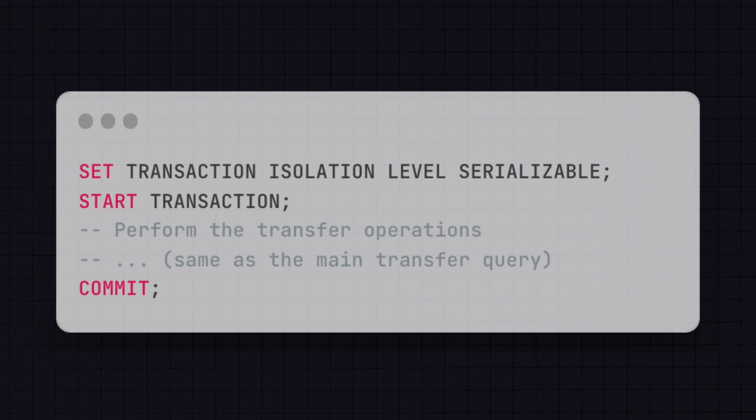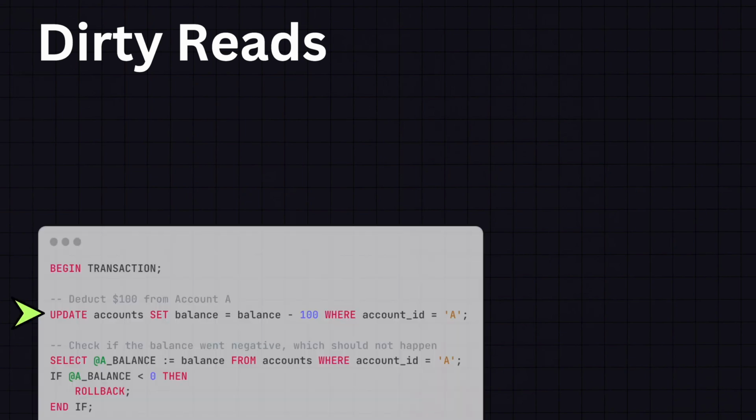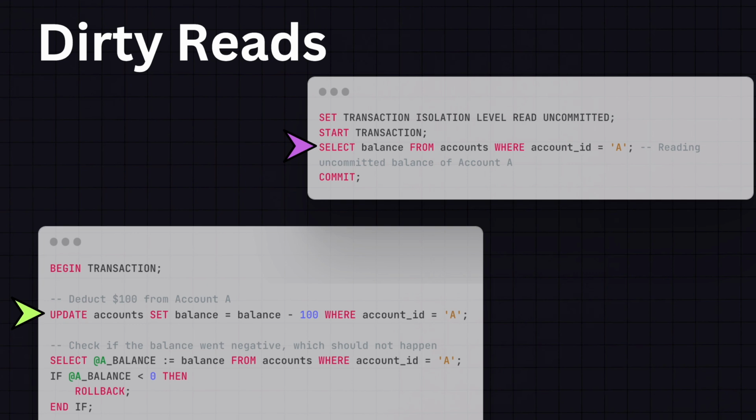And with different isolation layers, several phenomena can occur. The first one is being dirty reads. A dirty read can occur when a transaction reads data that has been written by a concurrent uncommitted transaction. For example, if the first transaction starts and transfers some money from account A to B, before transaction 1 is committed, transaction 2 starts and reads the balance of account A. If the first transaction fails and rolls back, the second transaction has read a balance that never was officially committed.